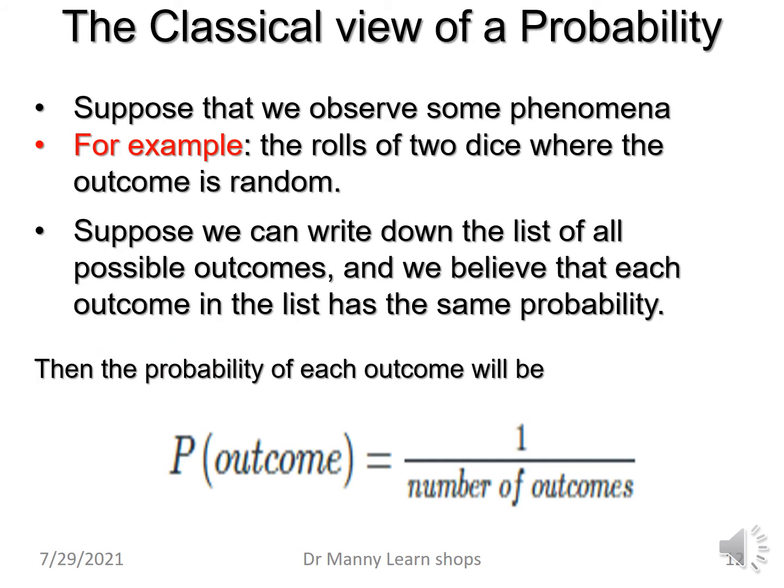This is the classical view of probability. Suppose that we observe some phenomena, for example, the rolls of 2 dice where the outcome is random. You don't know what it's going to be. Suppose we write down the list of all the possible outcomes and we believe that each outcome in the list has the same probability. Then the probability for each outcome will be the following formula: P is equal to 1 over the number of outcomes.